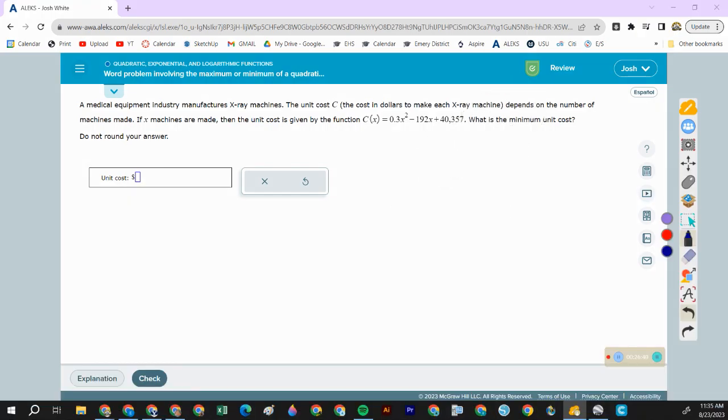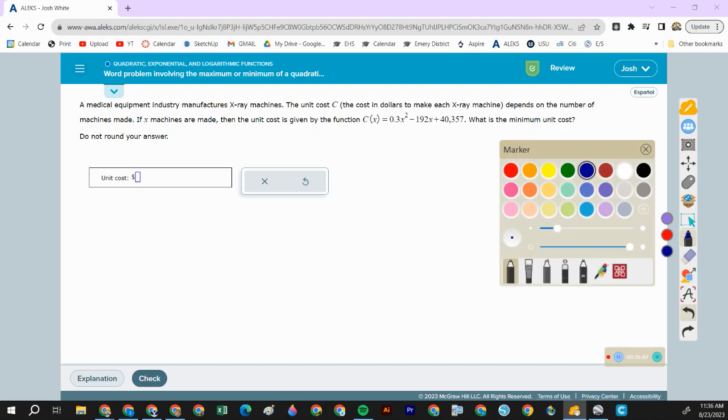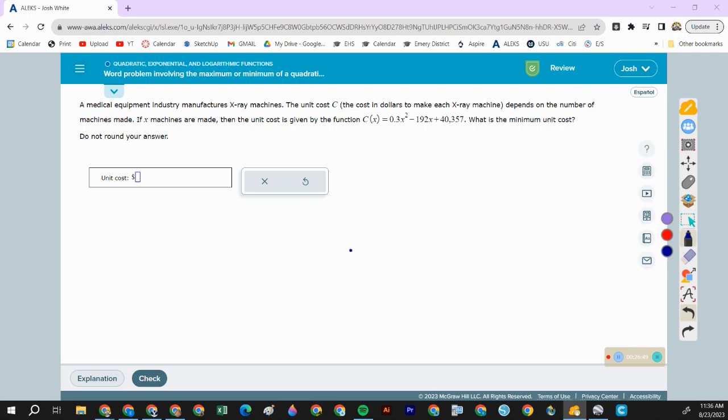Okay, here we have an equation. It costs a certain number of dollars to make an X-ray machine. So what's happening here is if you only build one X-ray machine, it's going to take a lot of time and resources to do that. You have to set everything up, you have to buy the building and all of that. So if you only build one, that X-ray machine is going to be very, very expensive, right? So that might cost this much to build. But what if you built two?